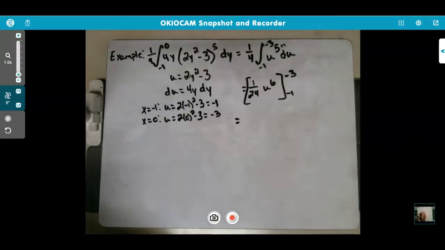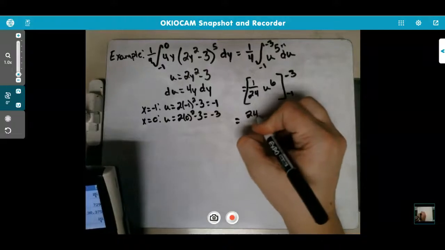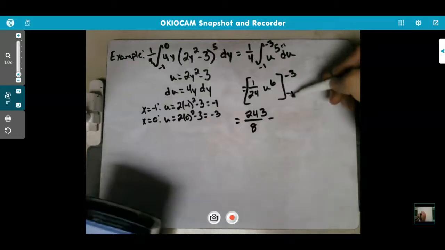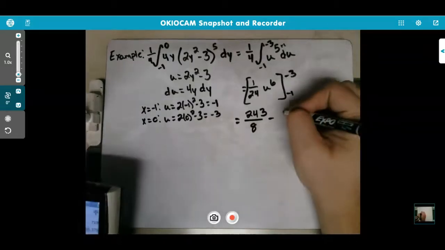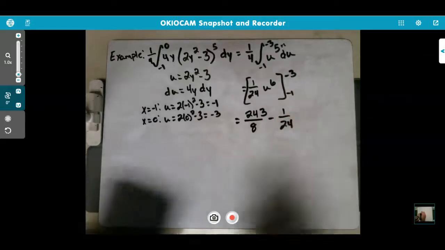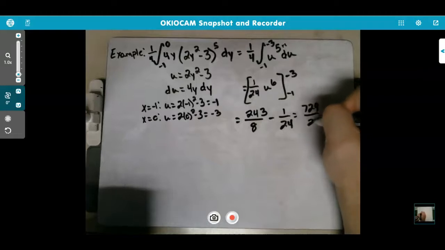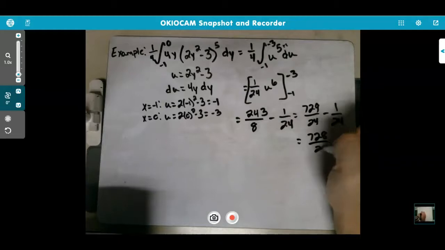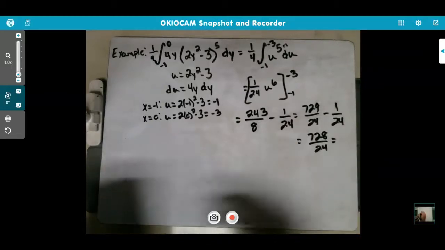-3 to the 6th is equal to 729. 729 over 24 reduces down to 243 over 8. Minus, plug in -1. -1 to the 6th is just equal to 1, so 1 over 24. I need a common denominator, which would be 24, so 729 over 24 minus 1 over 24 gives us 728 over 24. Reduce that, and we get 91 over 3.